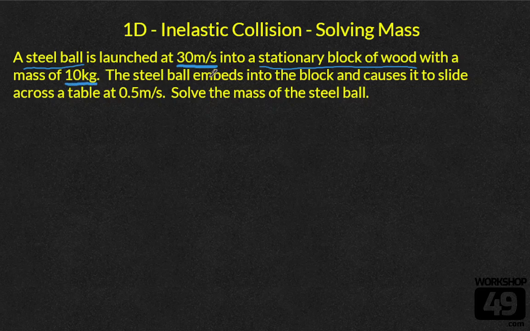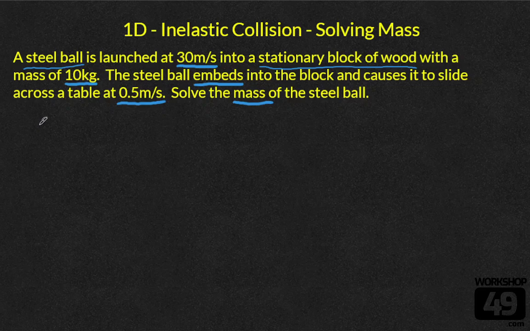The steel ball embeds into the block and causes it to slide across a table at 0.5 meters per second. This word embed is actually helpful because it tells us that it's an inelastic collision. If they had said the steel ball bounces or ricochets, anything like that, we would have known this is an elastic collision, but it's an inelastic collision because it embeds, it's stuck. We've been asked to solve for the mass of the steel ball.